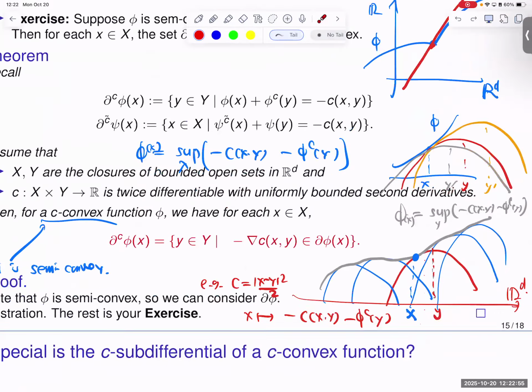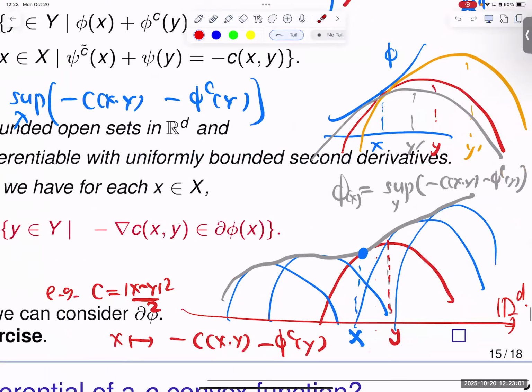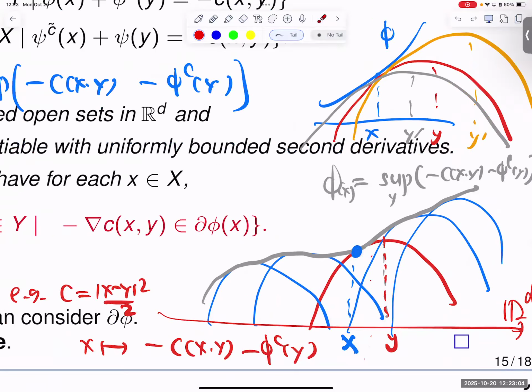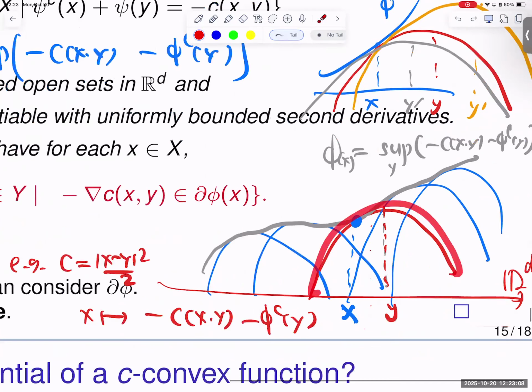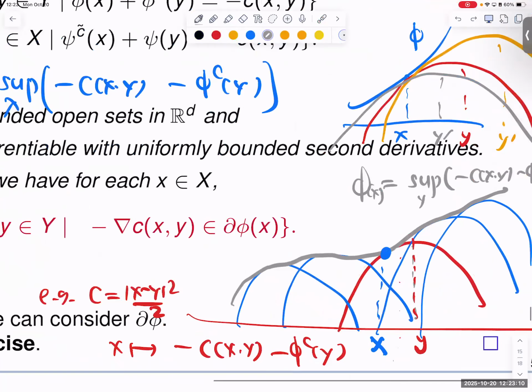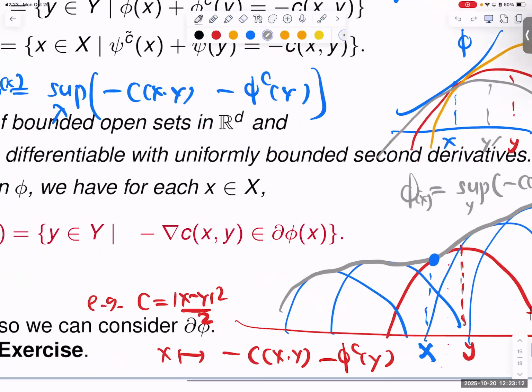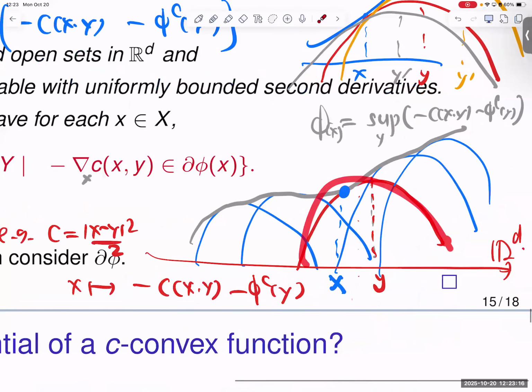And the claim is such y's are nothing but those y's, I mean, in this picture it is very clear, those y's where you take the derivative of c, this function as a function of x. So this is the derivative in x. You differentiate this function in the x variable.